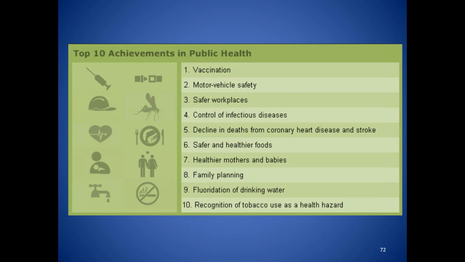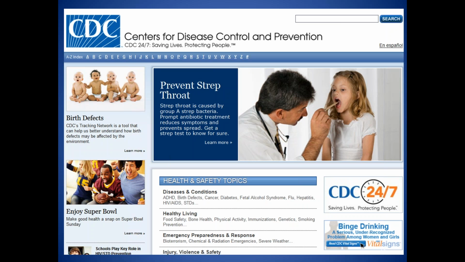CDC ranked them in the following order: vaccination, motor vehicle safety, safer workplaces, control of infectious diseases, decline in deaths from coronary heart disease and stroke, safer and healthier foods, healthier mothers and babies, family planning, fluoridation of drinking water, and recognition of tobacco use as a health hazard. So looking back at the evolution of public health, those are some of our key accomplishments. How did we get there? Obviously, one of the organizations we think about as a focal point for the public health activities at the federal level is CDC.